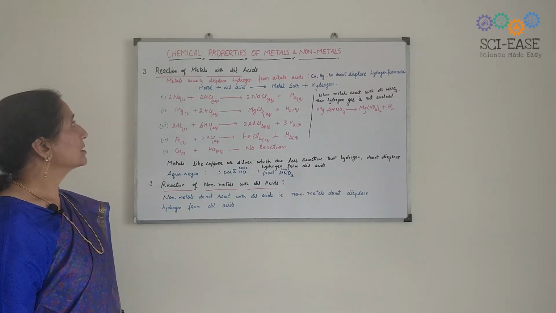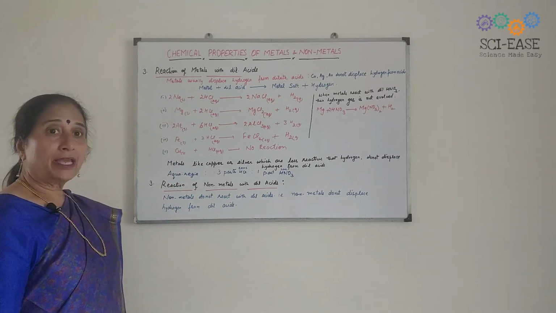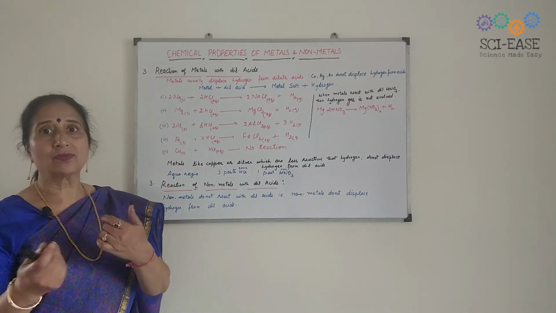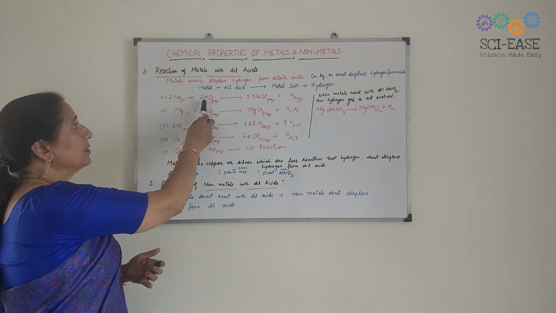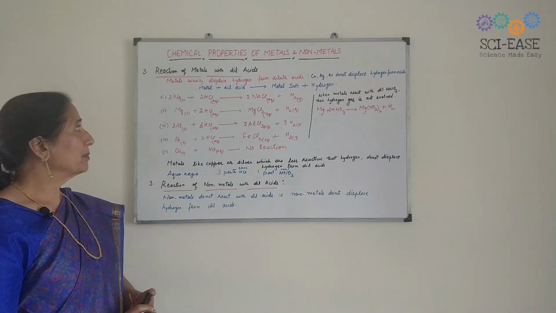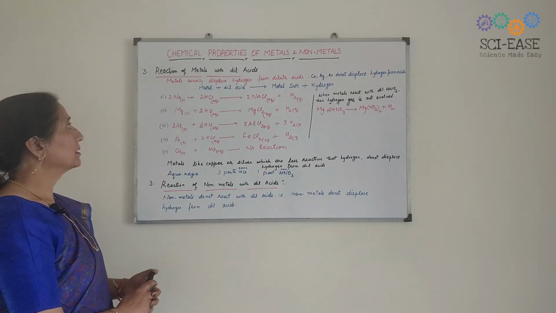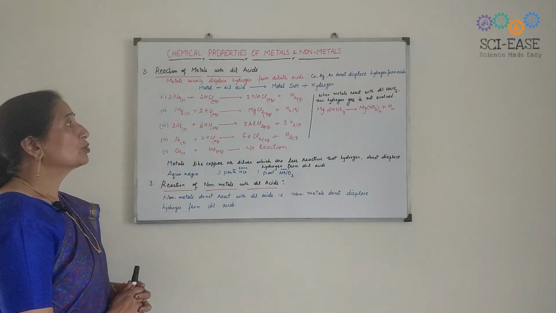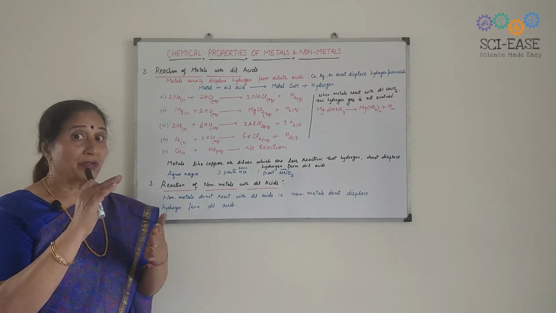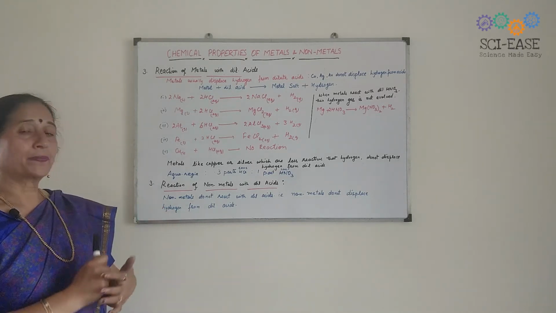I will tell you this by taking some examples. Sodium and potassium have a violent reaction with air, water as well as with acids. This will result in the formation of sodium chloride and hydrogen gas. Magnesium can also react with hydrochloric acid to form magnesium chloride plus hydrogen, but the reaction is less violent than sodium and potassium.